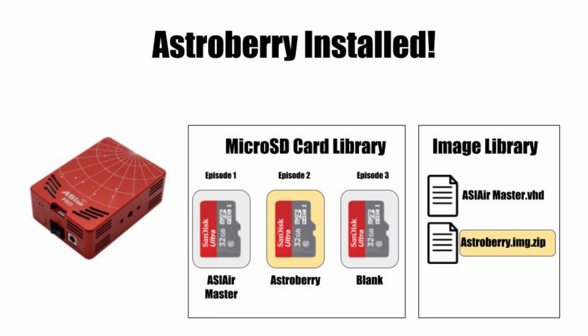At this point, between episode 1 and episode 2, you should have 2 microSD cards, one that contains your ASIair master image, and one that contains the image now for Astroberry. You've still got a third blank microSD card to use for episode 3, and then in the image library on our computer, we've got copies of the ASIair master image and also a copy of the Astroberry image.